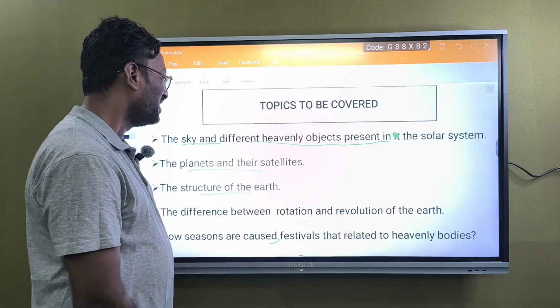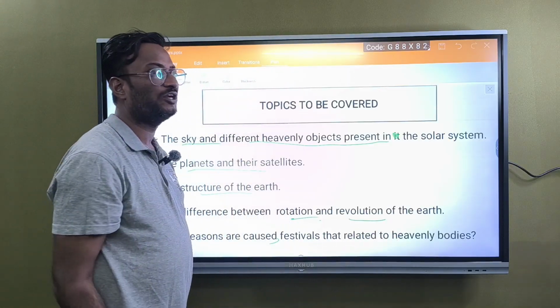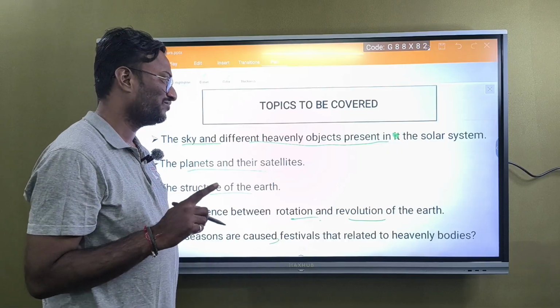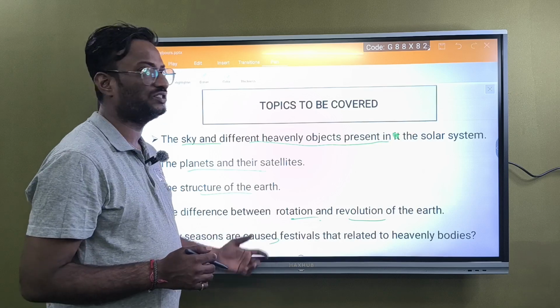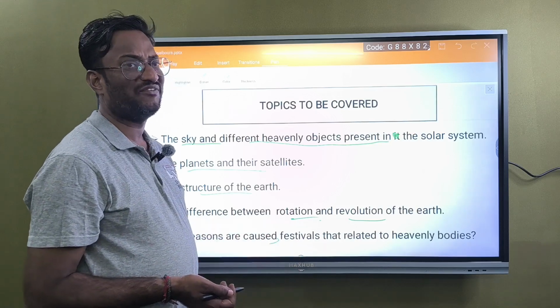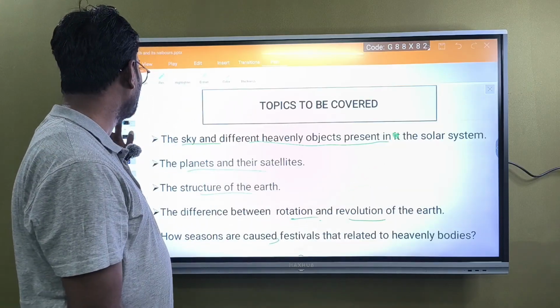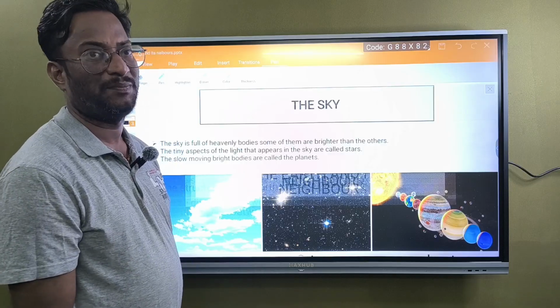The next one is the difference between rotation and revolution of the earth. We are having two things: one is rotation and one more is revolution of the earth. We will discuss one by one. And one more is how seasons are caused, how the seasons are formed. Then festivals, how we get the festivals that are related to heavenly bodies. These are the topics that we are going to cover in this particular lesson.